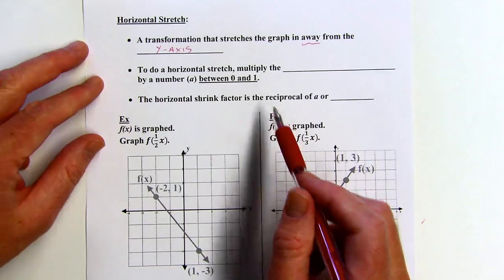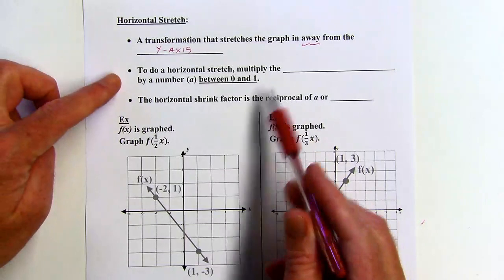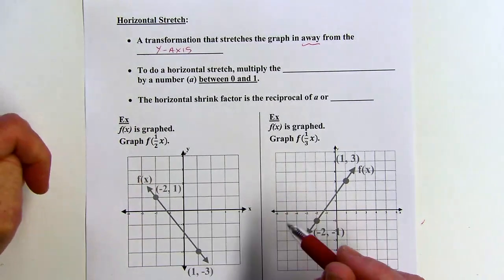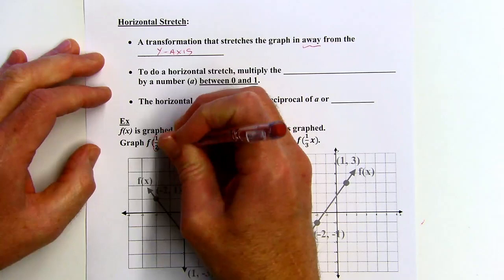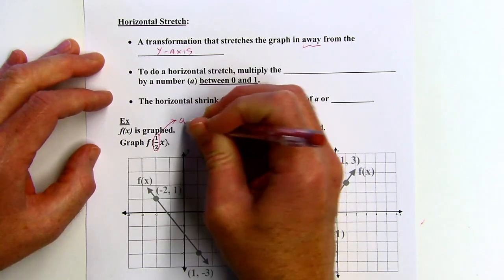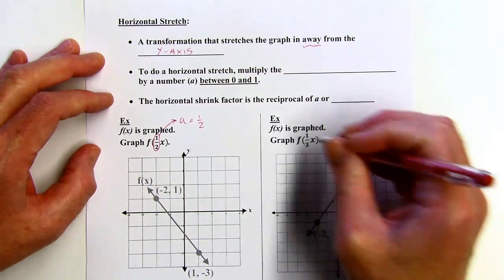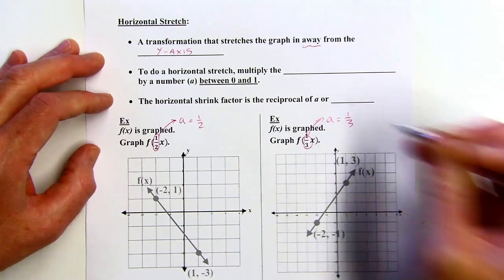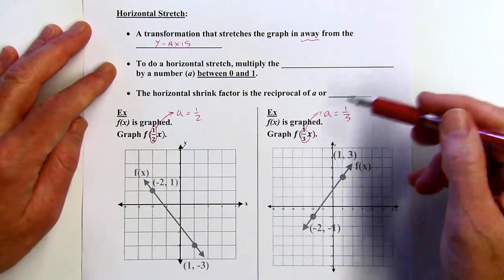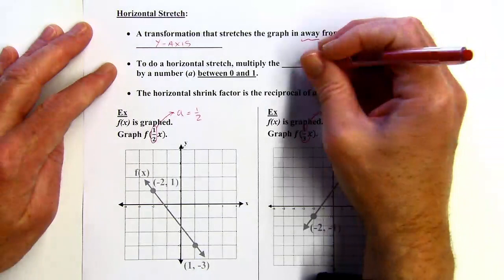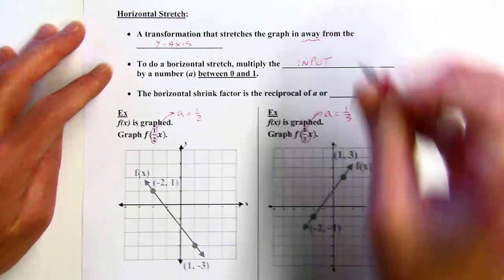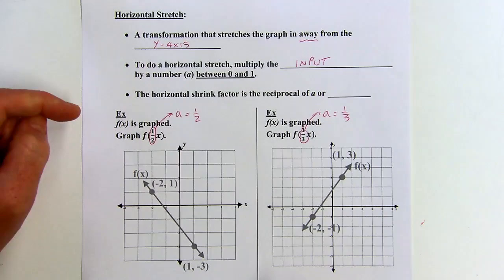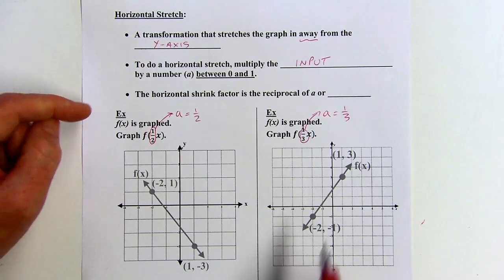And the only real difference here is that the A number is going to be something between 0 and 1. So if you look at this example, my A is going to be 1/2, okay? And over here, my A is 1/3. Okay? So to do a horizontal stretch, multiply the input again. We're multiplying the inside of the function, not the output. They're inside the parentheses, not on the outside. Okay? So it's a number between 0 and 1.